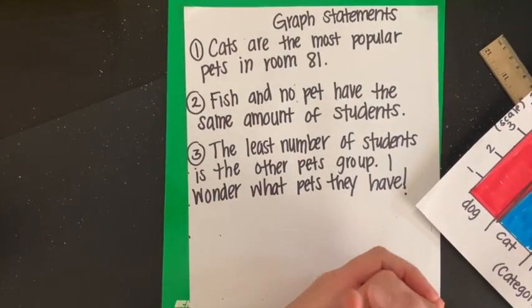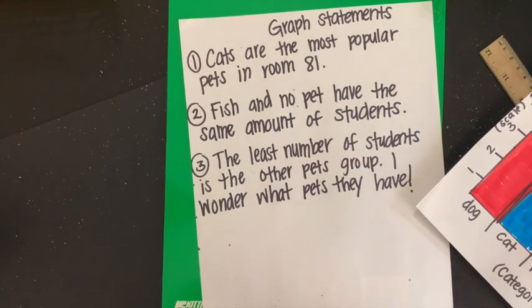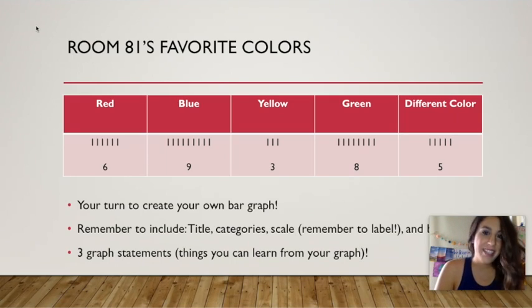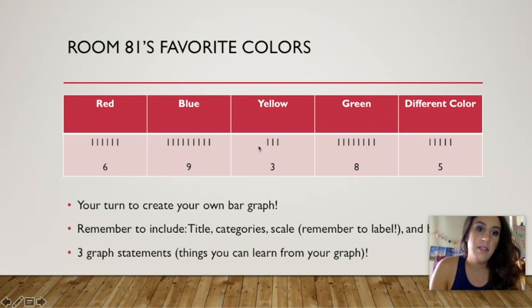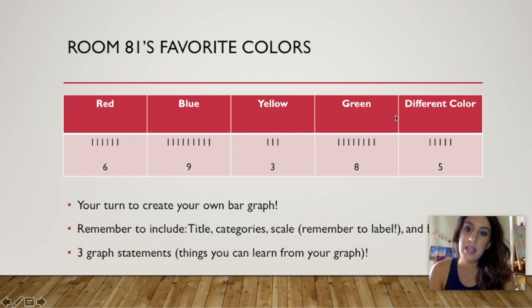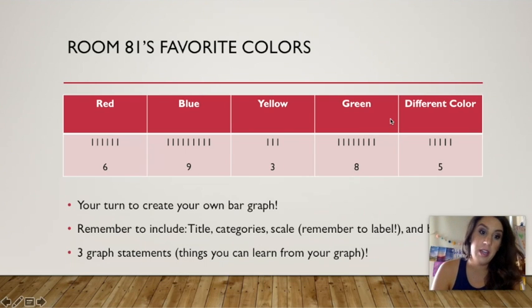Let's go over the data that you're going to be using for your independent work. Okay, so here is your data for your independent bar graph. You can see here I have a title of this slide called Room 81's Favorite Colors. That might be a helpful hint for you when you're giving your graph a title. So I have red, blue, yellow, and green as my color choices, and then a different color besides the options that were given. So 6 students chose red, 9 chose blue, 3 chose yellow, 8 chose green, and 5 had a different color that wasn't listed in these options here.